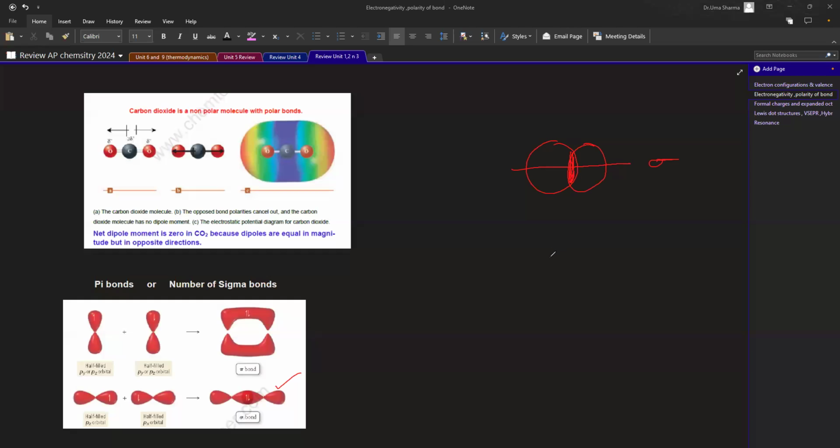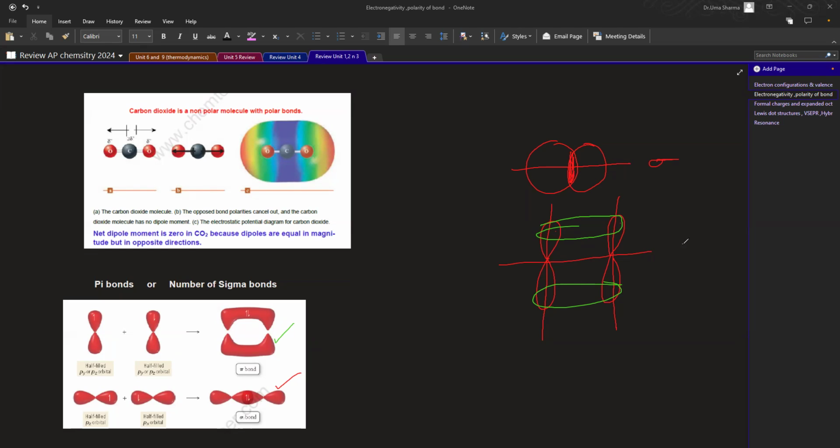But if I give you a p orbital which is standing like this, and another p orbital is also standing like this, their axes are like this, like this. Do you think they can have on the axis overlapping? No, because axes are parallel to each other. They cannot overlap on the axis. So how are they going to overlap? Sideways like this. They will overlap the way it is shown here.